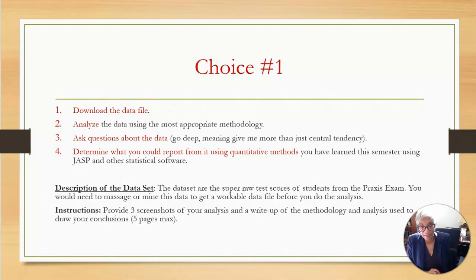We were asked to download a data file, analyze the data using the most appropriate methodology, ask questions about the data, and determine what we could report from it using quantitative methods. A description of the data set: we were told the data set are the super raw test scores of students from the Praxis exam. You would need to massage or mine this data to get a workable data file before you do the analysis. And then the instructions provide 3 screenshots of your analysis and write up the methodology and analysis and use to draw your conclusion.